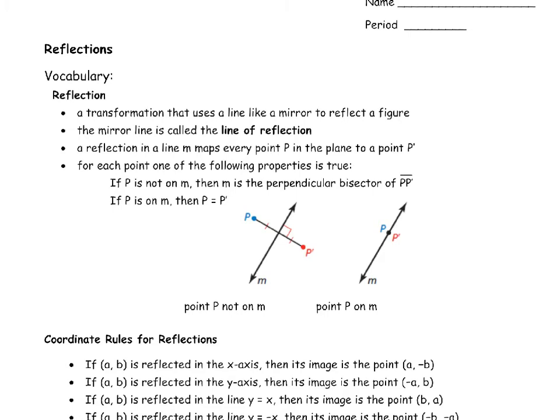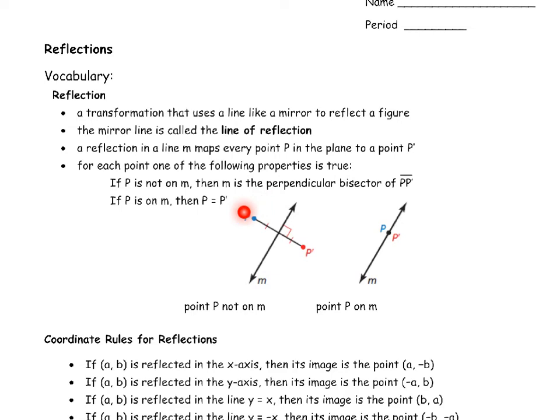A reflection in a line M maps every point P in the plane to a point P prime. For each point, one of the following properties is true. If P is not on line M, then line M is the perpendicular bisector of segment P to P prime. If P is on line M, then P is going to be congruent to P prime.